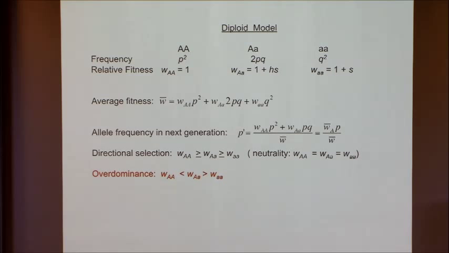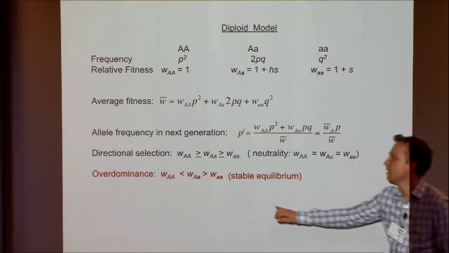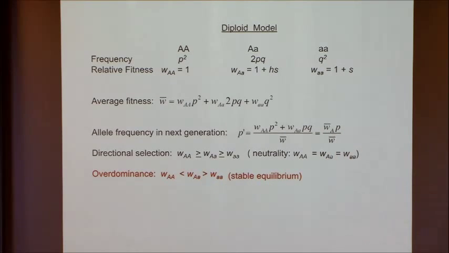Then you have this situation that's called overdominance, where the heterozygous type has a fitness that's higher than either homozygous type. And of course, in a system like that, it's very easy to convince yourself that there will be a stable equilibrium, and the equilibrium point will then depend on exactly what these fitnesses are.